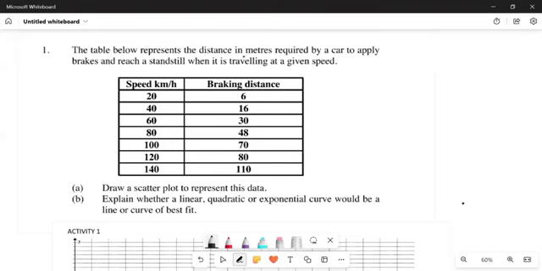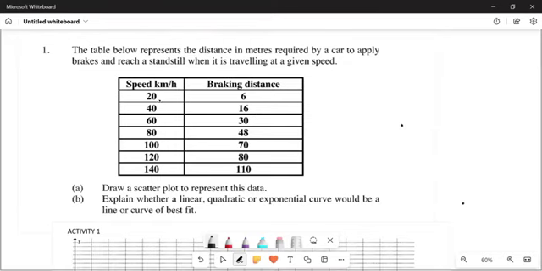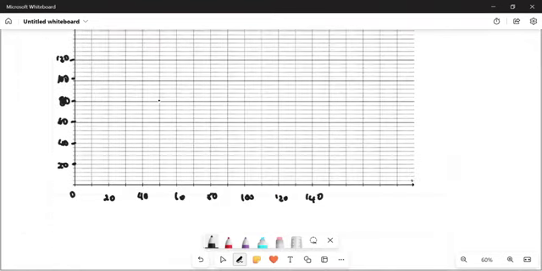Table below represents the distance in meters required by a car to apply brakes and reach a standstill when it is traveling at a given speed. And then we think it makes sense to say that the higher the speed, the more distance it will take to stop. So that's what we are predicting. Okay, let's check. So we have 20, which goes with 6. So we have 20. So this is 4, 8, 12, 16, 20.